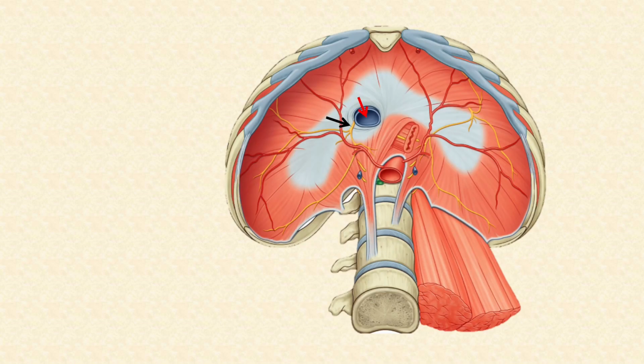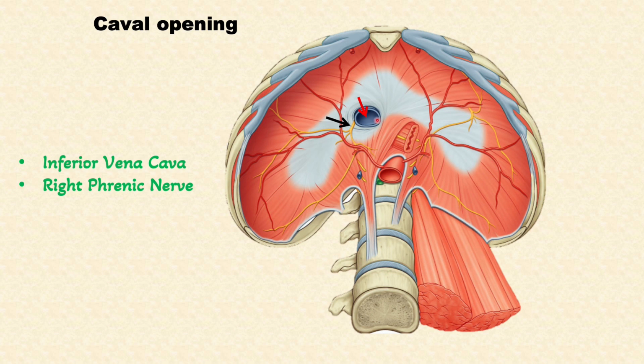First, we talk about the vena caval opening. We have the inferior vena cava, which you are already aware. Also, notice there is some yellow structure which you can see. This is nothing but the right phrenic nerve. Again, very important to note, and it is multiple times asked in Viva as well as MCQs.